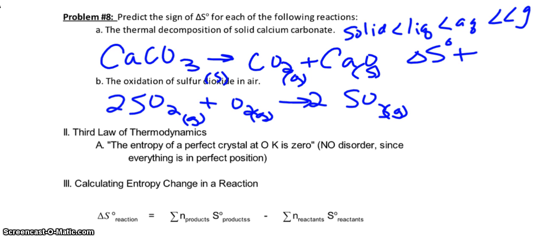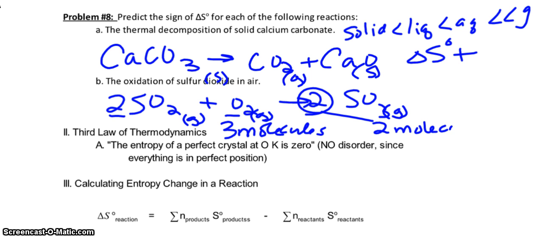And so that doesn't help us with the solid and liquid and aqueous and gas. And so they're all gases. I have to look at the number of gases. And here I have 2 plus 3 molecules of gas total. And here I have 2 molecules of a gas. And what happened? Our randomness went down, actually. Our disorder got a little bit more orderly. It's like taking 3 loads of laundry and combining them into 2 loads of laundry. We have less disorder. So delta S actually decreases, it goes down.